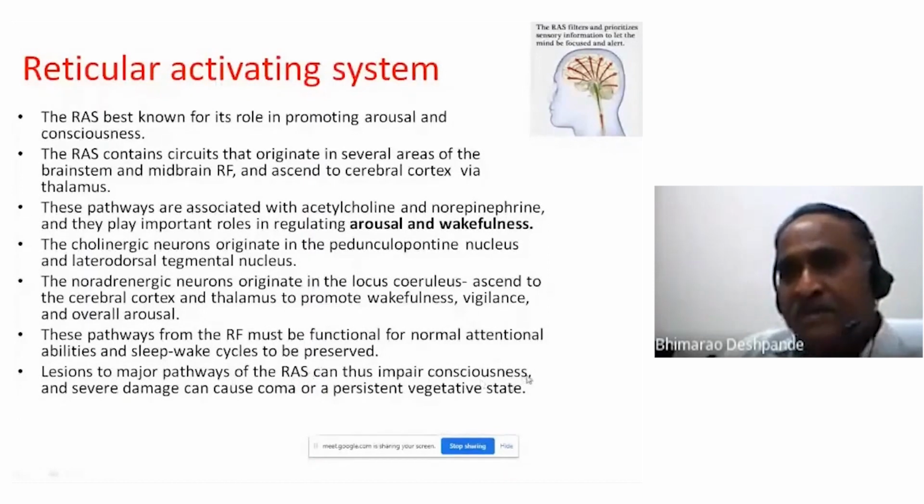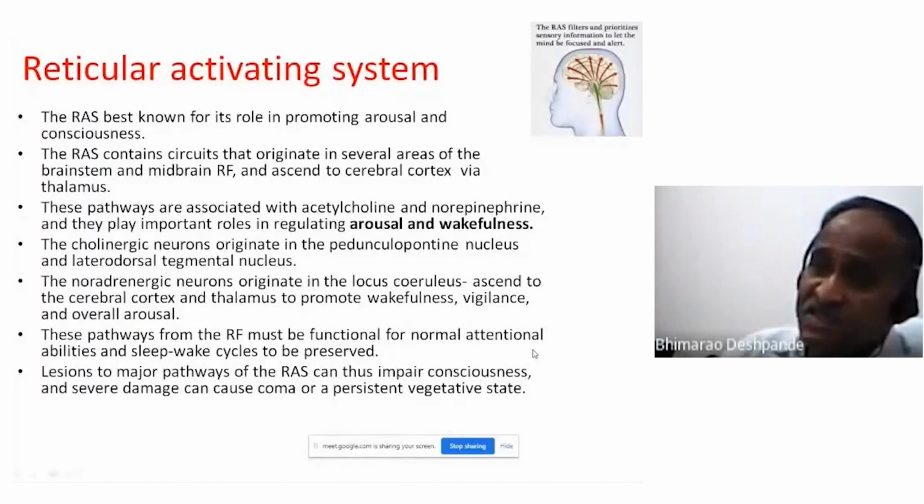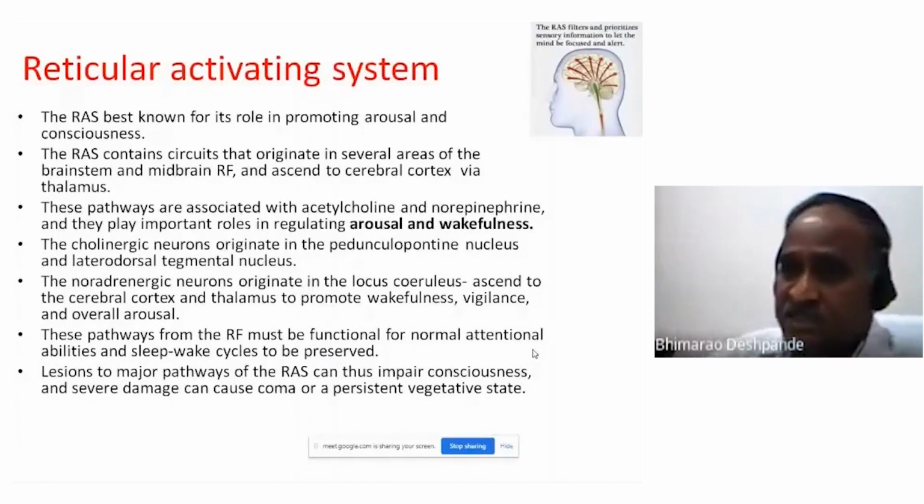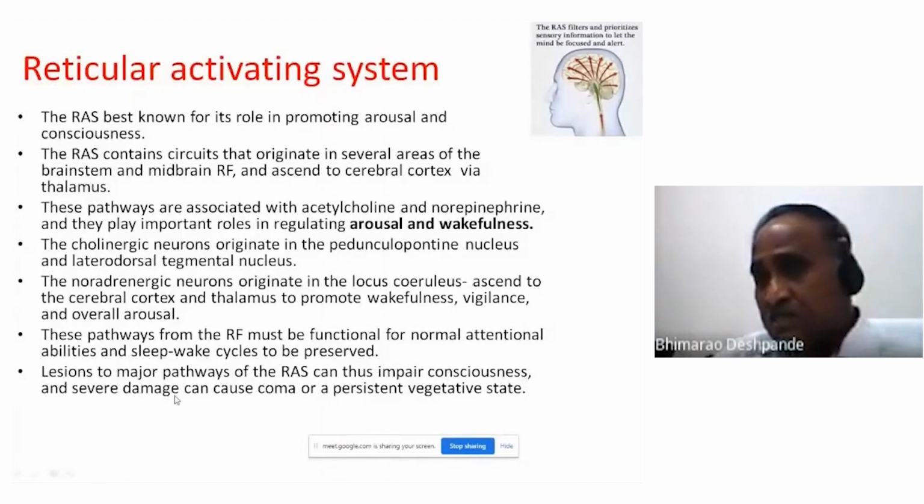may temporarily impair consciousness, as happens in the case of anesthesia. What happens in the case of anesthesia? The reticular activating system is shut down. So the person goes into an unconscious state, which is temporary. Or if there is damage because of a head injury or something like that, the person may enter into coma, and once he enters into coma, he may not come back from a vegetative state.